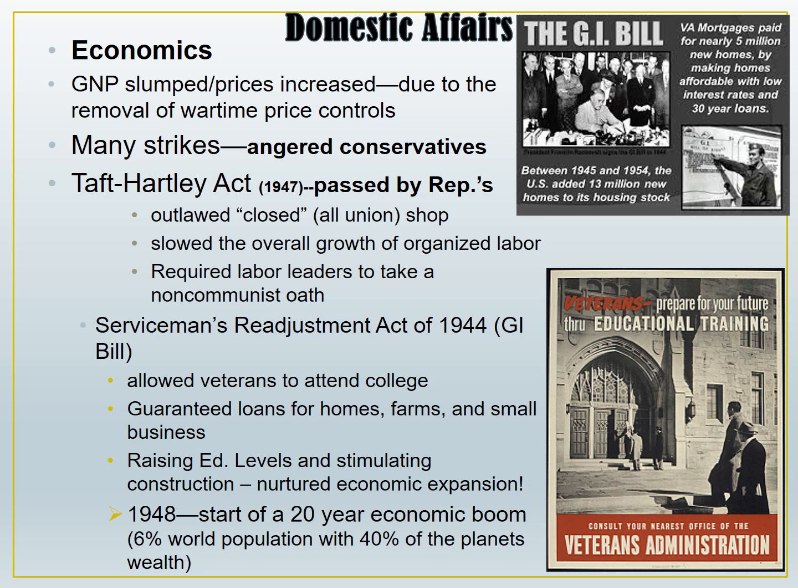We mentioned this last chapter, chapter 25, the Servicemen's Readjustment Act of 1944, or the GI Bill. And again, it allowed veterans to attend college, guaranteed loans for homes, farms, and small businesses. Interestingly, one of the effects of it was a raised education level in the United States and also stimulated some massive construction around the country, all giving a tremendous boost to the economy.